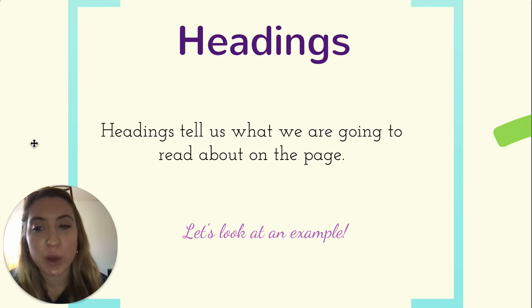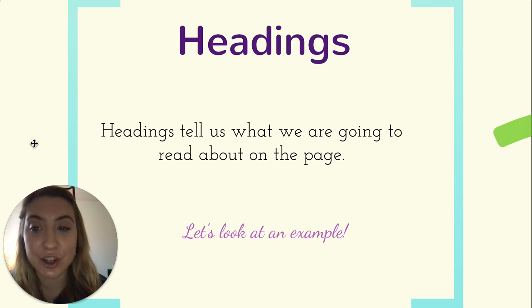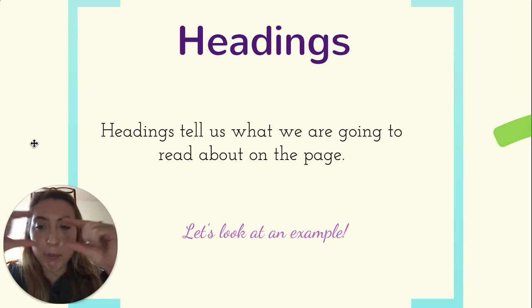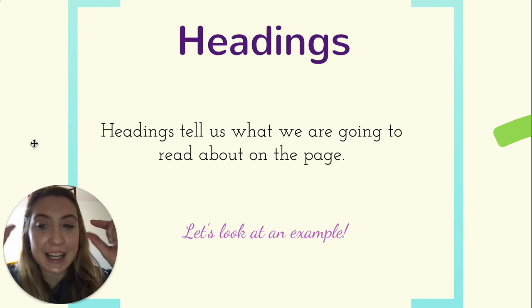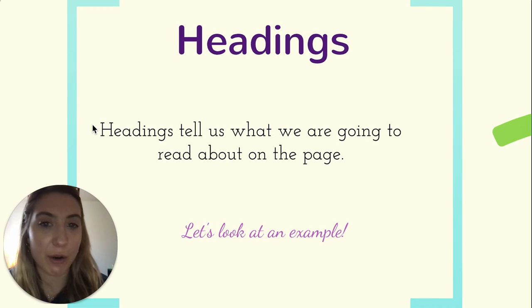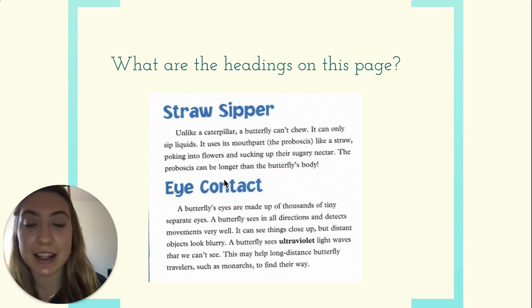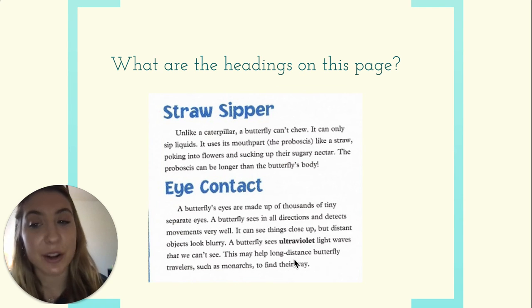And sometimes when we open up a text, there are going to be headings on it. These tell us what we are going to read about on the page. The headings are going to be in bold, probably a little bigger print, and right below it's going to have what that heading is about. An example would be right here. We have straw sipper, and then eye contact. So these are our headings, and then down below they're telling us a little bit about the heading.